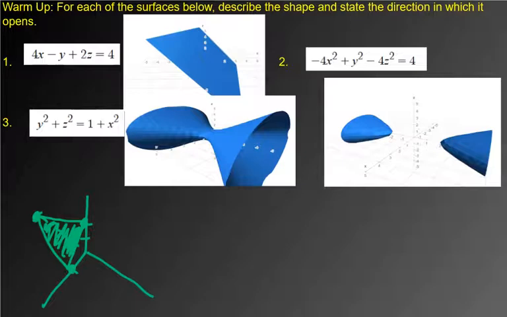And it goes forever, but it's kind of hard for me to draw. But that would be the plane. Basically, it goes through those points, if you can kind of visualize that. But definitely, no squared terms, you get a plane.